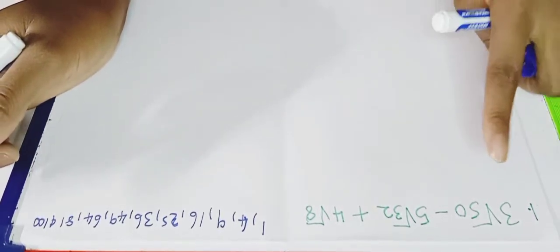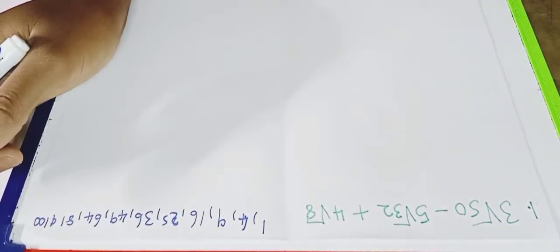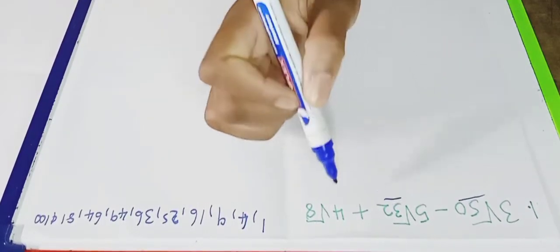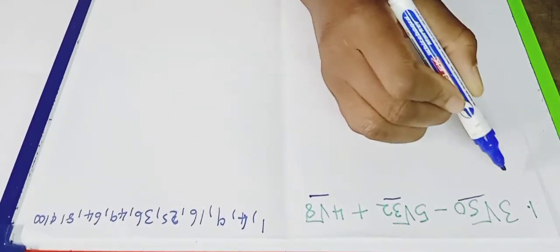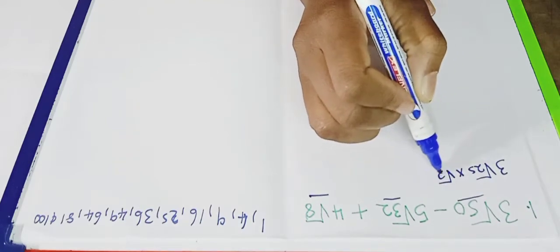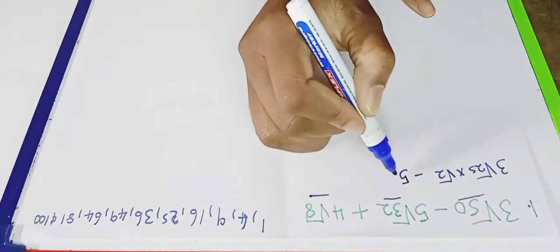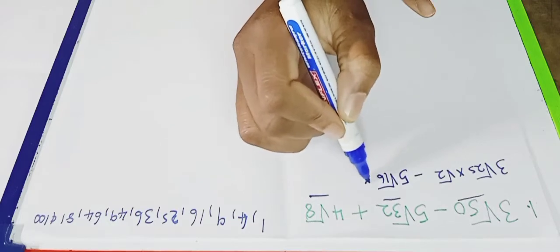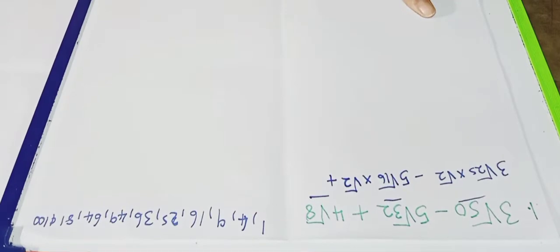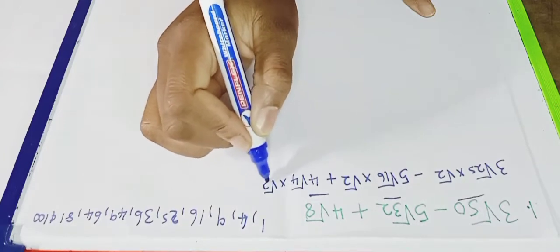So we have 3 root 50 minus 5 root 32 plus 4 root 8. How are we going to simplify it? Let's simplify each set individually. Root 50 is root 25 times root 2, since 50 is 25 times 2. Minus 5 root 32, that will be root 16 times root 2, plus 4 root 8, that will be root 4 times root 2.